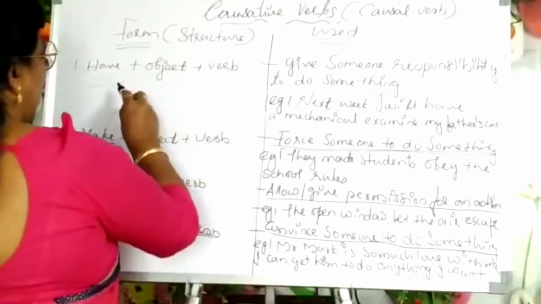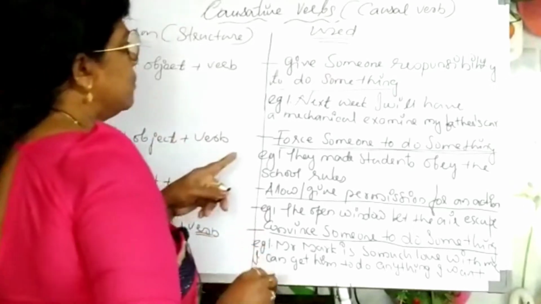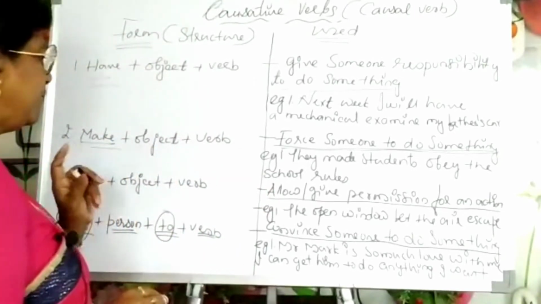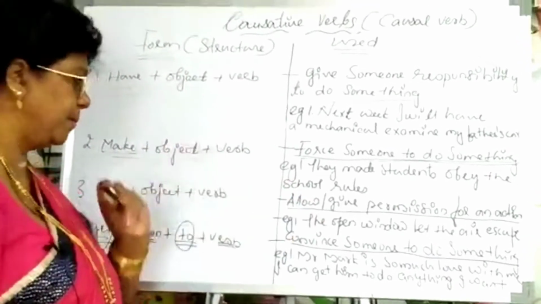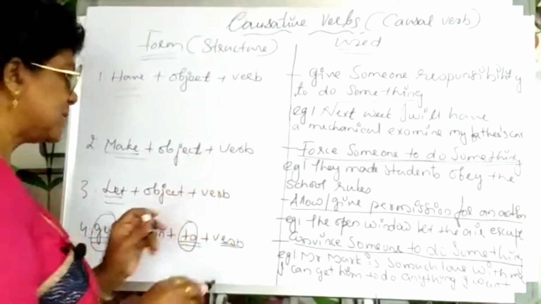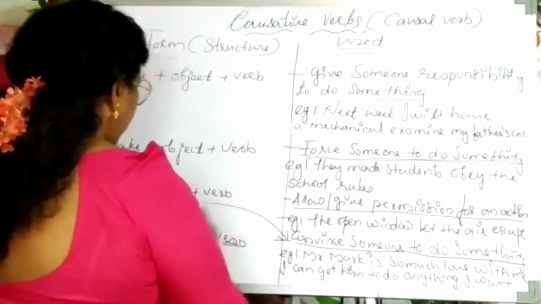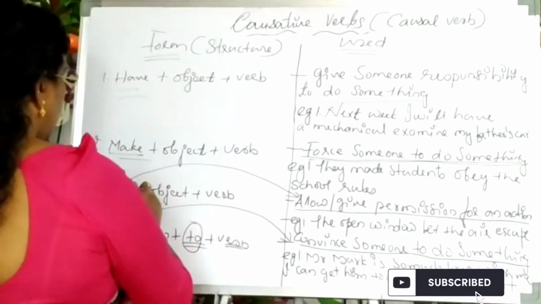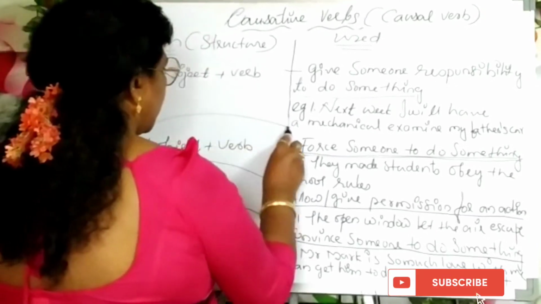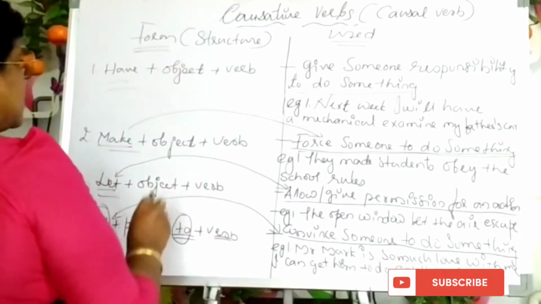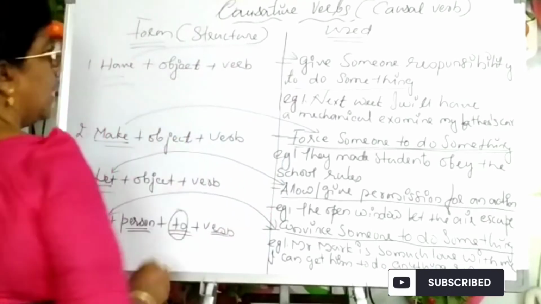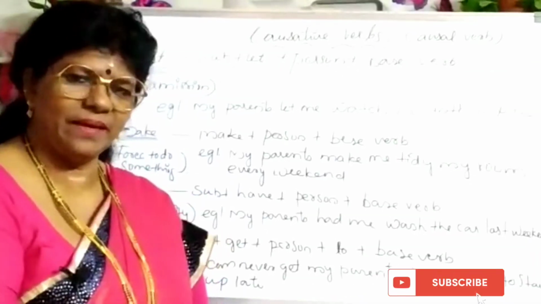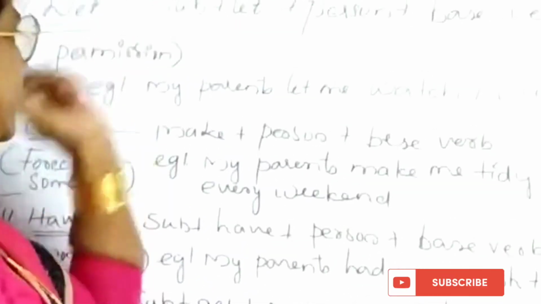Understood? So, have: when will we use have? To give someone responsibility. When will we use make? To force someone to do something. When will we use let? To allow or give permission. When will we use get? To convince someone to do something. Okay? Let we use for allow or permission. Make we use for force. Have we use for giving someone responsibility to do something. Okay?